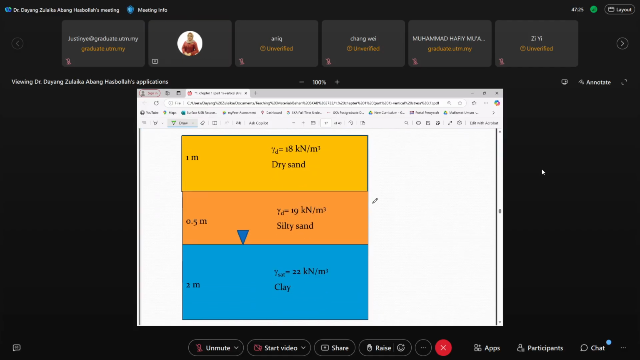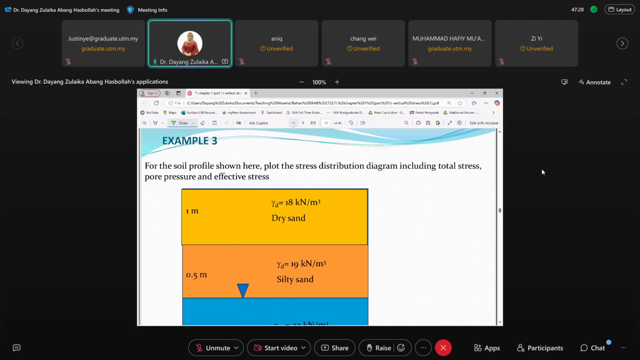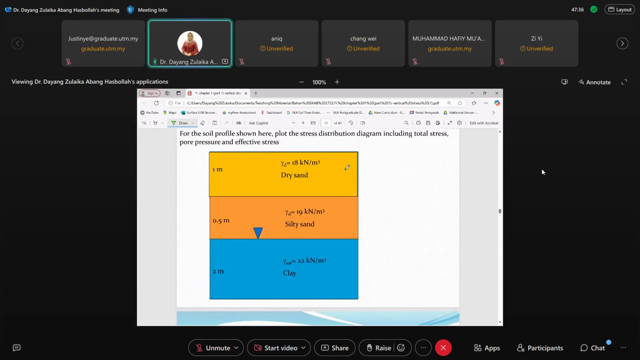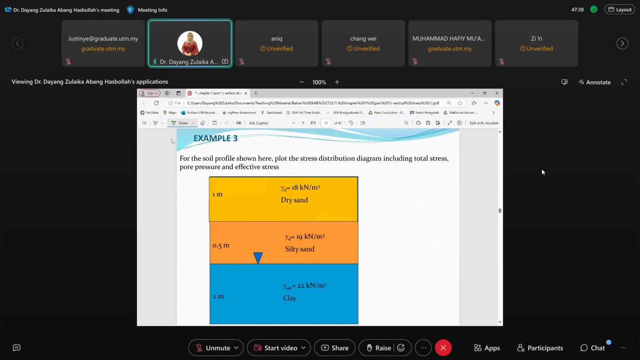Now you guys try this one. Example 3. Try example 3. I already have the answer, but I want you guys to try it yourself. For the soil profile shown here, plot the stress distribution diagram, including total stress, pore pressure, and effective stress at a point. Which point? At point A, for example. Okay, so calculate now. Point A. Practice.